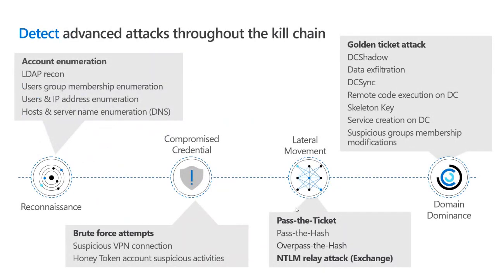Here you can see the different security alerts Azure ATP provides. Azure ATP covers the different phases of the kill chain, from the reconnaissance phase up to domain dominance. In bold, you can see the attacks we will focus on today, which are based on the authentication protocols. We will go over account enumeration, brute force, pass the ticket, and NTLM relay attack. And I'm forwarding the mic to Tal.